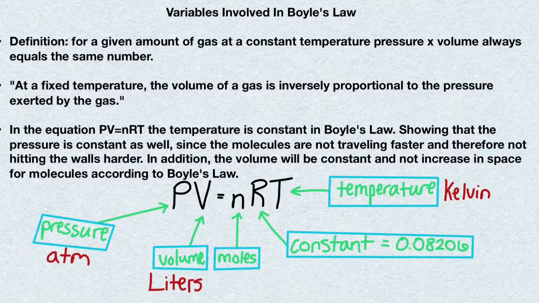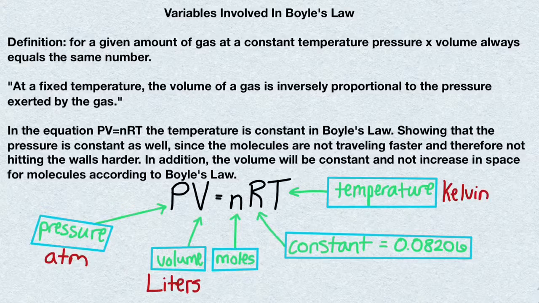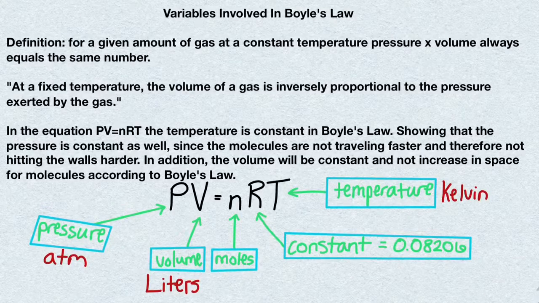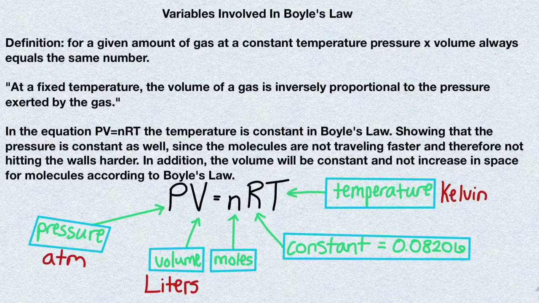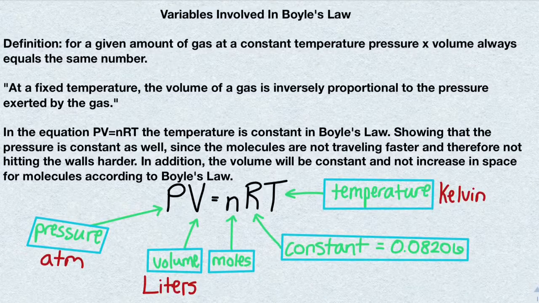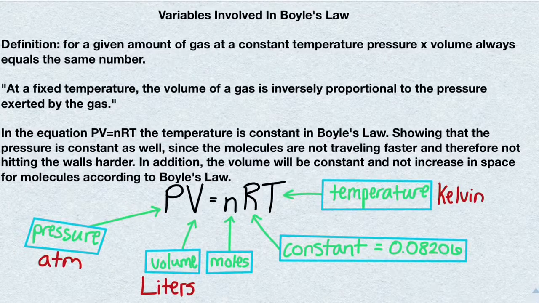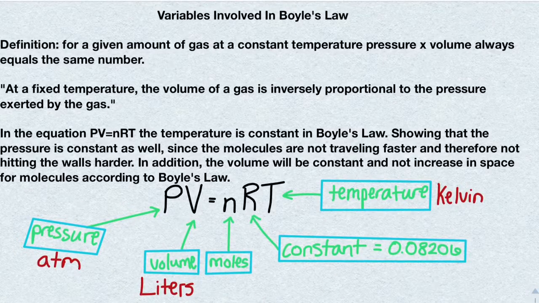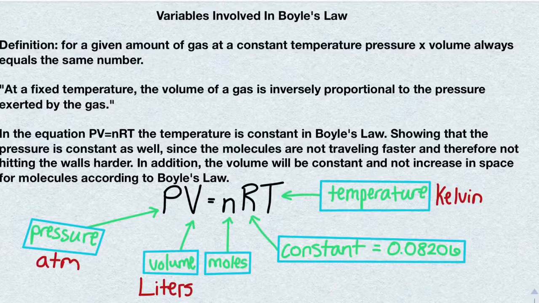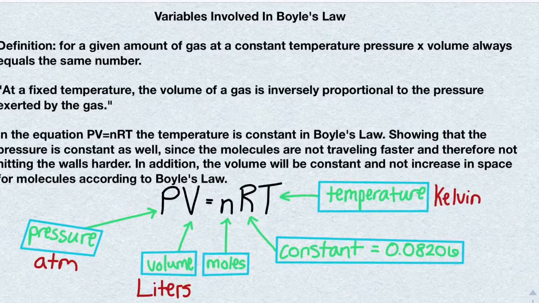The variables involved in Boyle's law. The definition for Boyle's law is for a given amount of gas at a constant temperature, pressure times volume always equals the same number. At a fixed temperature, the volume of a gas is inversely proportional to the pressure exerted by the gas. In the equation PV equals nRT, the temperature is constant in Boyle's law, as you can see by the diagram.